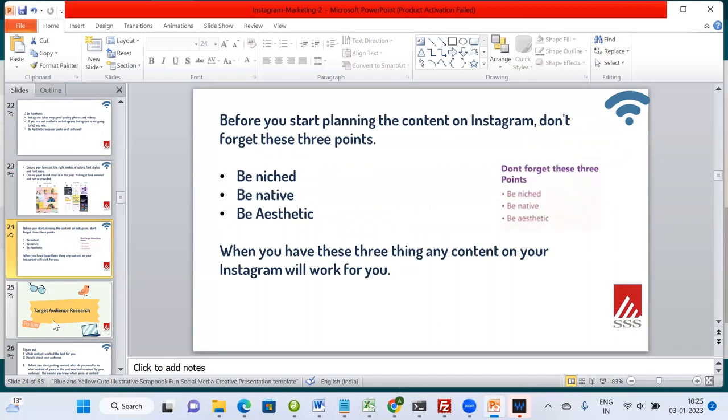So before you start planning the content on Instagram, don't forget these three points: be niche, be native, be aesthetic. When you have these three things, any content on your Instagram will work for you. So this was about the first topic of Instagram content.